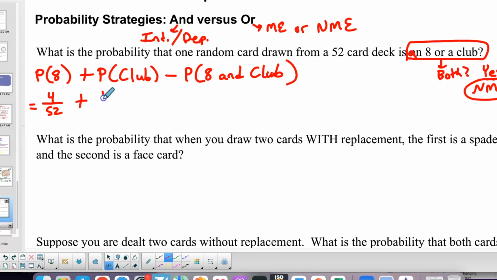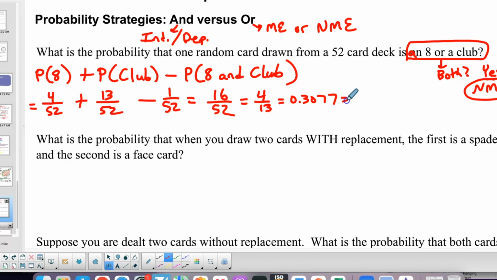So then there's 13 clubs out of 52, but there's one card that is both an 8 and a club. It's called the 8 of clubs. So what we do is we add across the top. We have 17 minus 1, so 16. We leave 52 the same on the bottom. So 16 out of 52 will reduce to 4 out of 13, which is 0.3077, which is 30.77%.